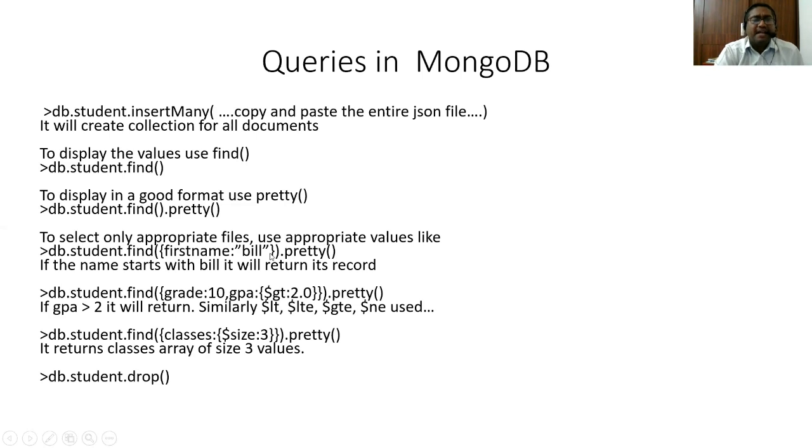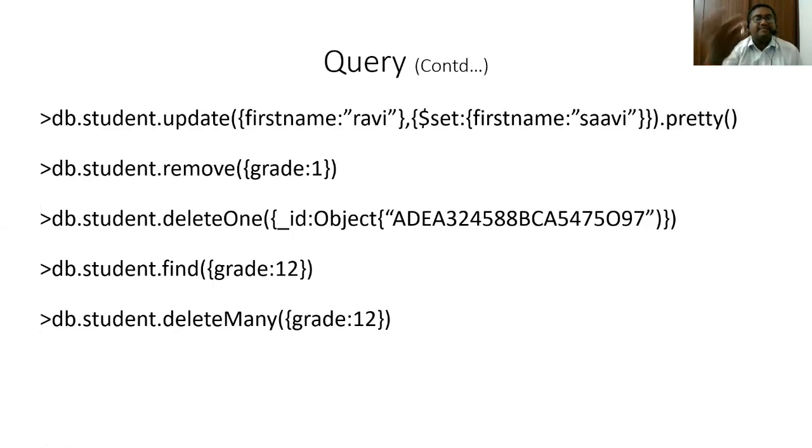Finding the first name Bill Gates, I want to find pretty. So wherever Bill is there as a starting name, it will display. And another one, you see here grade 10, who is studying 10th standard, and GPA greater than 2.0. Out of 4, whoever is more than 2.0, it will return all the values. Similarly, find classes size 3, that means 3 subjects. The people studying 3 subjects, those values will be returned.